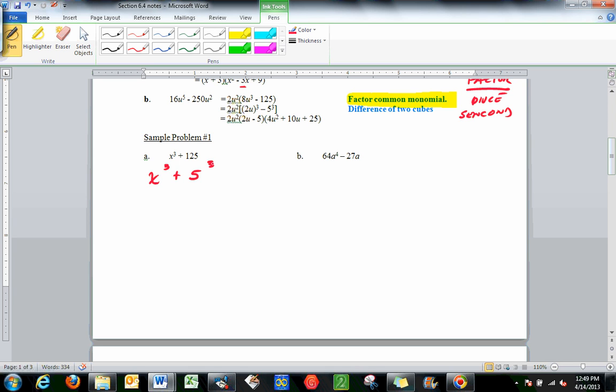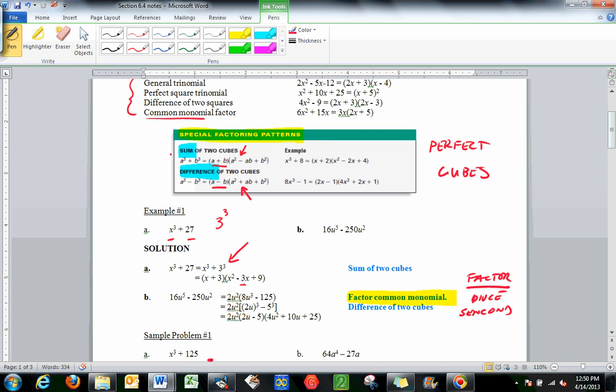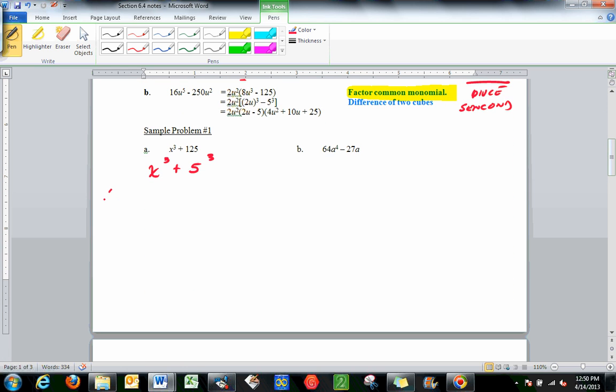Now, as I'm working this problem, and I go back up to my perfect cubes, I know that I'm dealing with the sum of cubes, so a to the third plus b to the third, and so I want to break that up. I know that my first part of this is going to be a binomial with x plus 5. So I'm taking the x term and the 5 term and creating my binomial. And I know that's going to leave me a remaining trinomial.